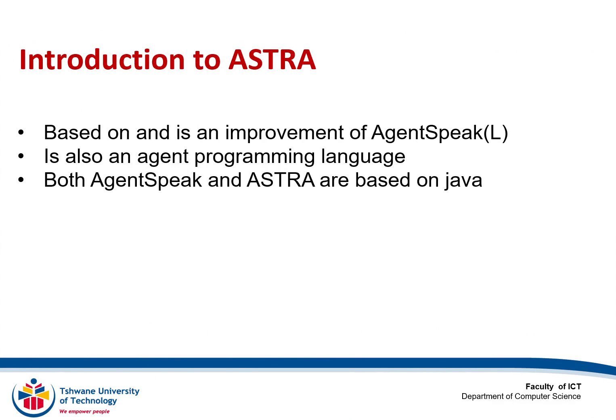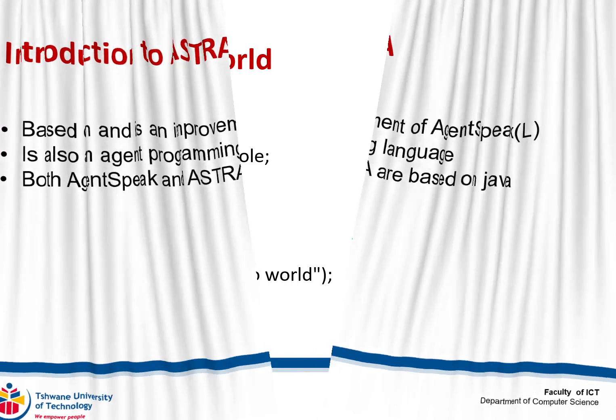Now, as we get to Astra, it is based on AgentSpeak, and it's just a minor improvement of AgentSpeak, but it is also an agent programming language. It's a bit closer to Java. If you think of AgentSpeak, I mean, you had a string not even big in quotations, although you started seeing semicolons here and there. But with Astra, you'll start to notice that strings start to appear in double quotations, as we know it to happen in Java. Okay, so both AgentSpeak and Astra are Java-based.